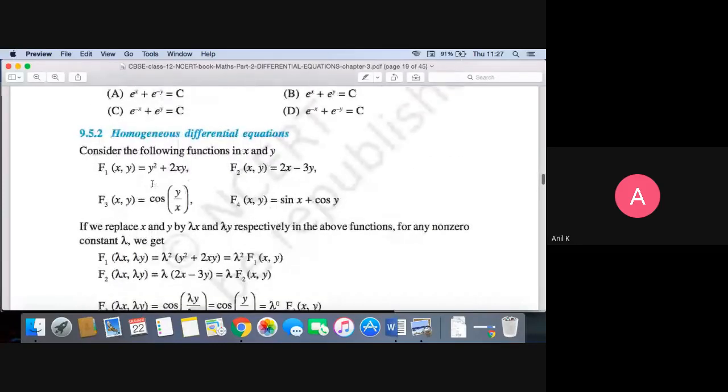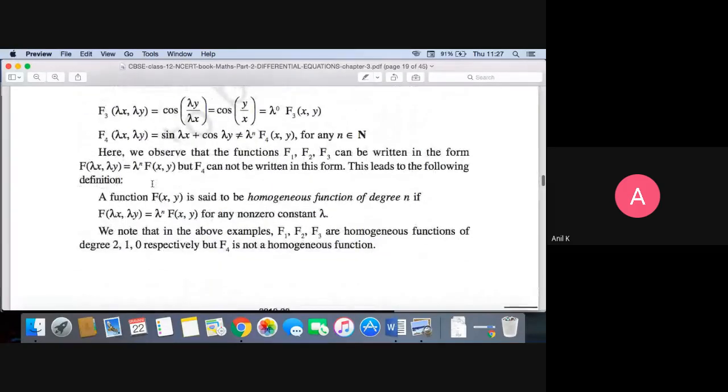Homogeneous differential equation. How I define it: a function f of x comma y, meaning a function in terms of x and y, is said to be a homogeneous function of degree n if, in place of x I substitute lambda x and in place of y I substitute lambda y, then I must be able to write that function as lambda to the power of n into f of x comma y, for any non-zero constant lambda. Then I can say the given function is homogeneous, otherwise it is non-homogeneous.